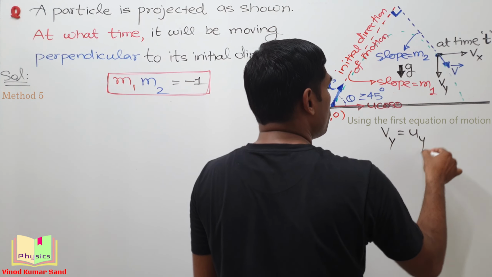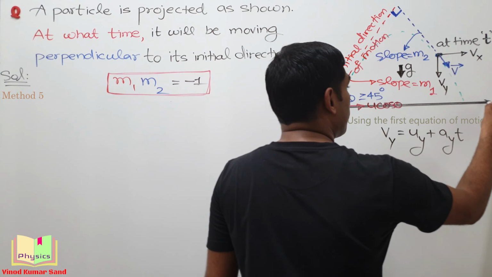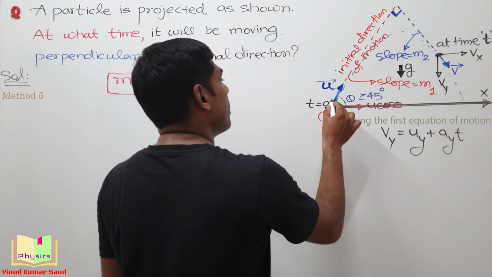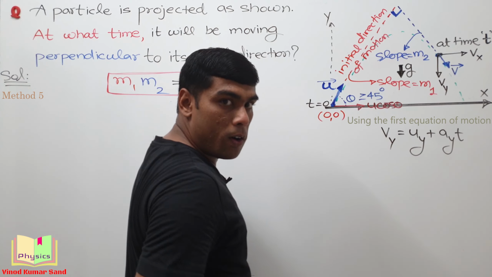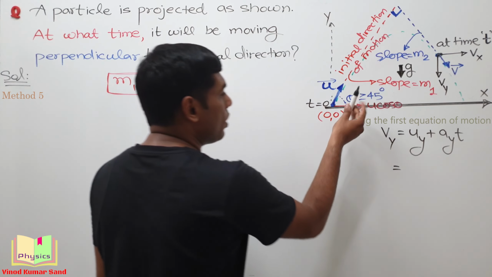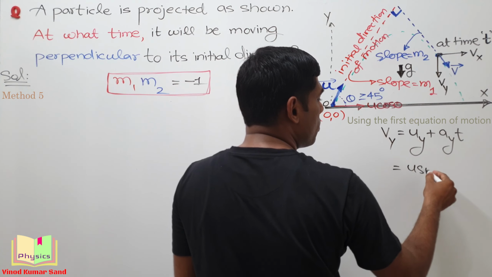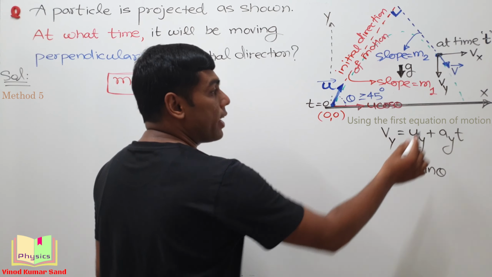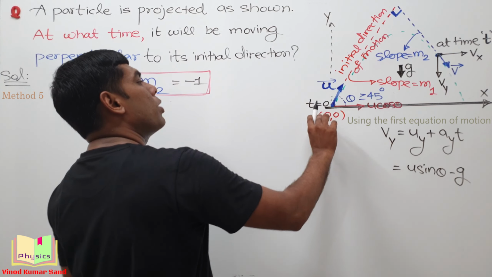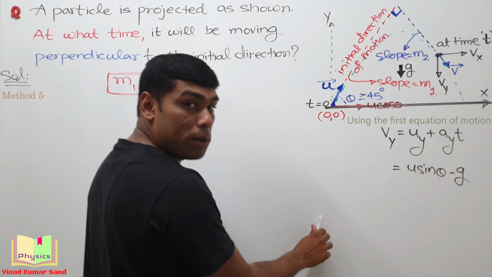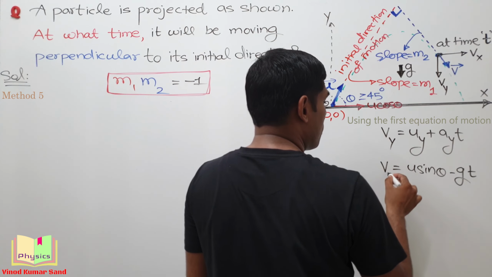Now I am writing the Vy here. Vy is equal to Uy plus Ay into t. For that we are taking this to be the x-axis and here we are considering the y-axis. This is the origin. Uy, we know that the component of u along this direction will be equal to u sine theta. Ay will be taken as minus g, because the upward direction has been chosen positive, so below the origin we will take the negative sign. This is t, this is Vy.